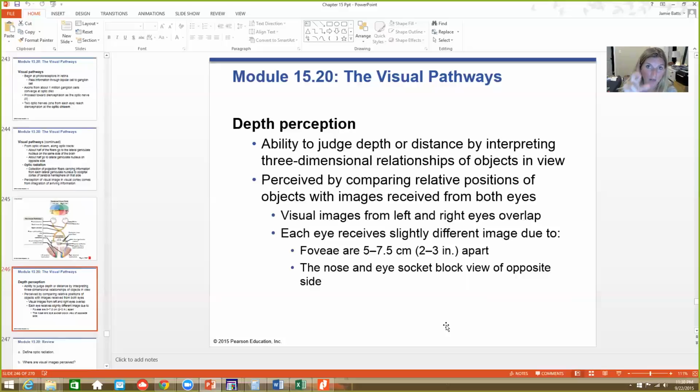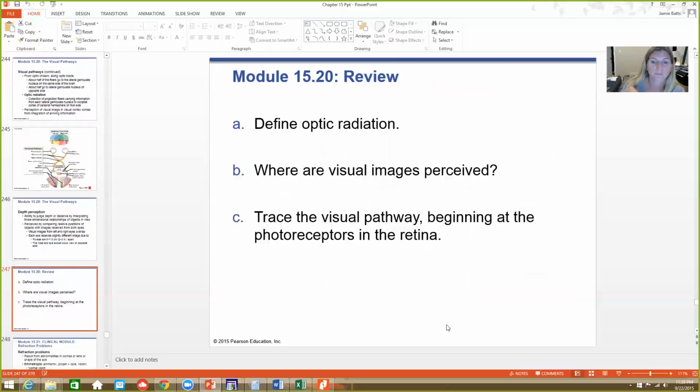Visual images from the right and left eye overlap. That's called binocular vision. Each eye receives a slightly different image because the fovea are spread apart and the nose and the eye socket can block views from the other side. So that is how we are able to have that depth perception. You can pause the video here, go back and review.